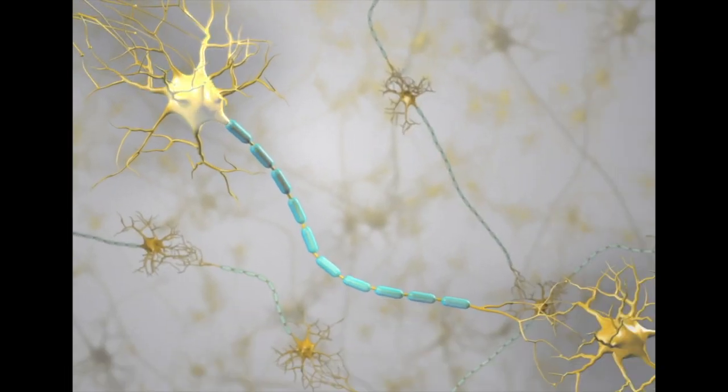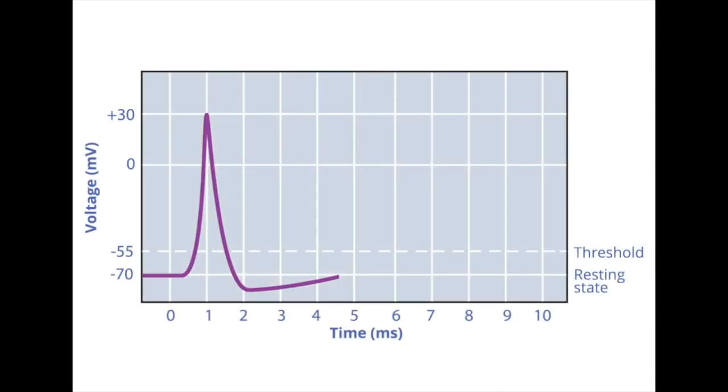If the currents arriving at the initial segment are insufficient, and the change to the membrane potential is below negative 55 millivolts, or subthreshold, then no action potential fires. In fact, action potential generation is an all or none event. Either it happens or it doesn't.